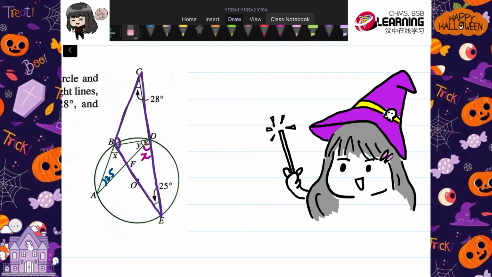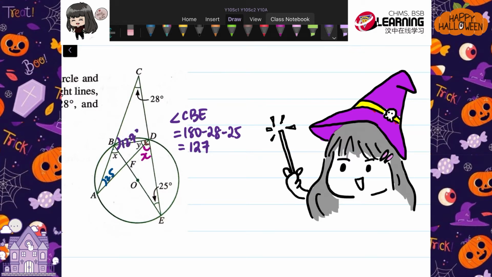So the working is, I'm going to find this angle first, and this angle we call angle CBE, which is equal to 180 minus 28 minus 25, which equals 127 degrees. So this angle here is 127 degrees. Now we can find this x angle because this is 180 degrees, a straight line. So your x is equal to 180 minus 127, which equals 53 degrees. So this is your answer.